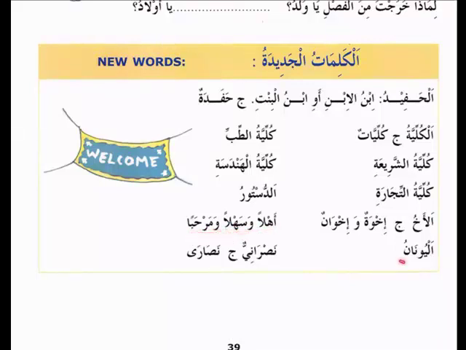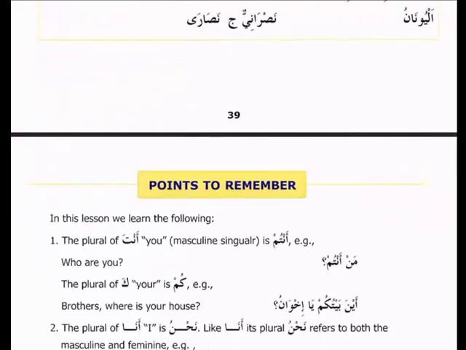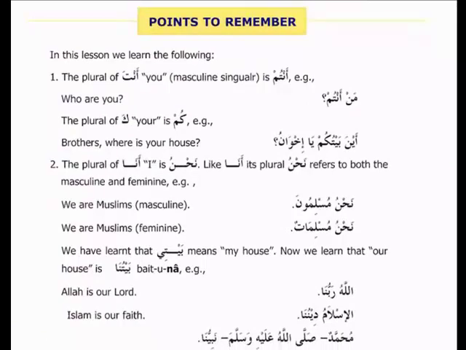Okay. Al-Yunan, Greece. Nasraniyun is Christian. This is singular, and the plural of this word Nasraniyun, the jama of this is Nasara, isn't it? This word is used in the Quran, Nasara, Christians. Next, you have the points to remember. What did we learn in this lesson?